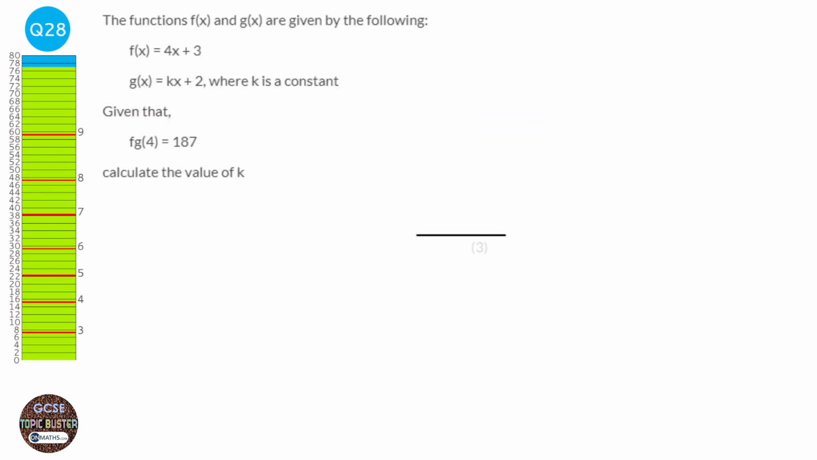We're going to first of all work out what the function fg of x is. And to do that, what we're going to do is just feed in the value of g of x, the function kx plus 2. We're going to feed that in as the value of x in the f of x function. So instead of 4x, it'll be 4 lots of kx plus 2.